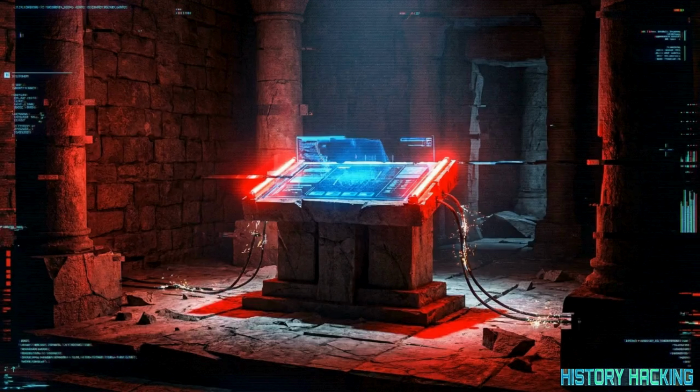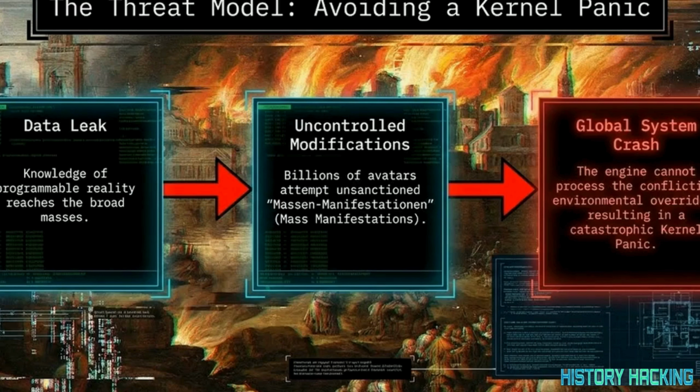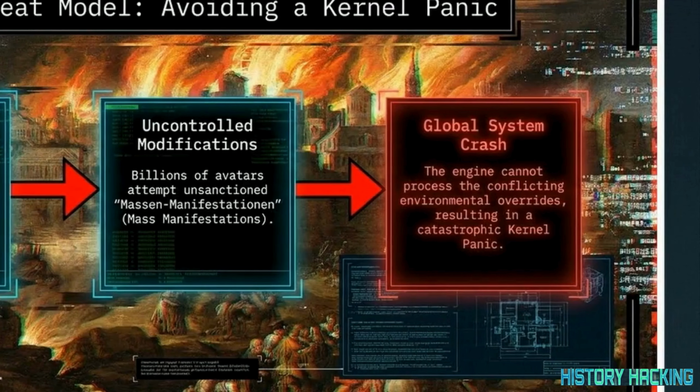If these developer tools leaked, the threat to the simulation would be existential. A mass realization that reality is programmable would lead to catastrophic instability. Billions of avatars attempting mass manifestations would create a flood of unapproved environmental modifications. The engine cannot process these conflicting overrides.